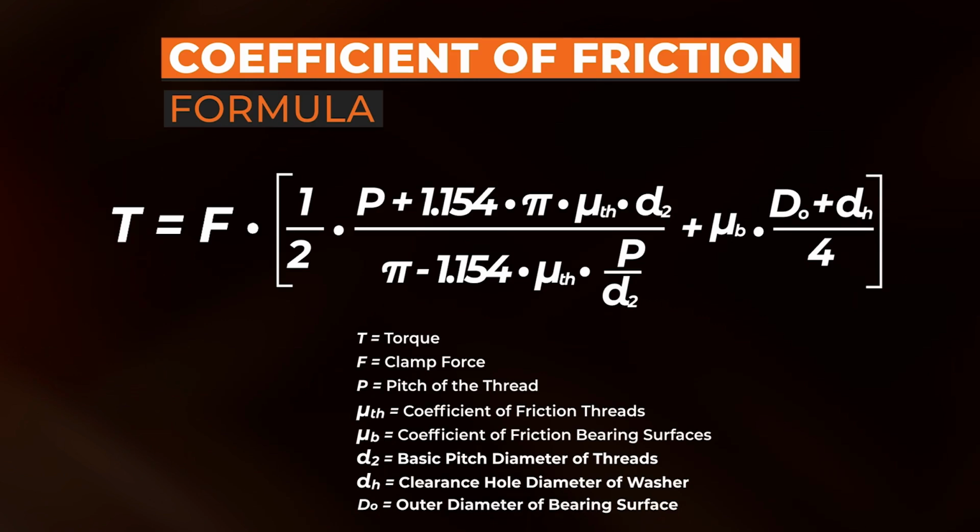We're going to have to consider the pitch of the thread, the coefficient of friction of the threads, the coefficient of friction on the bearing surfaces, the basic pitch diameter of the threads, the clearance diameter of the washer, and the outer diameter of the bearing surface. So all of these components go into the coefficient of friction as it relates to torque.